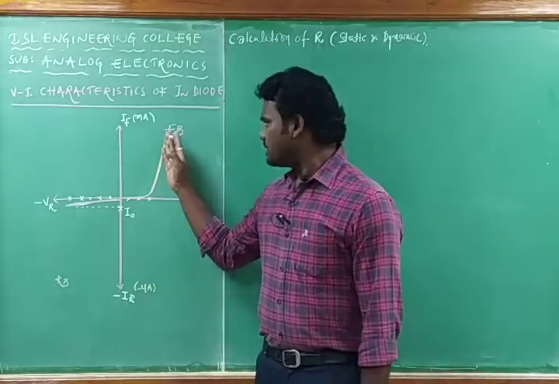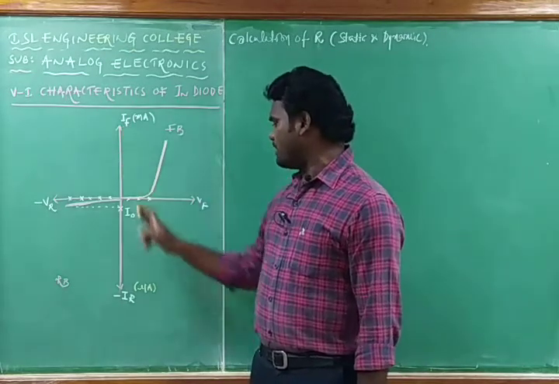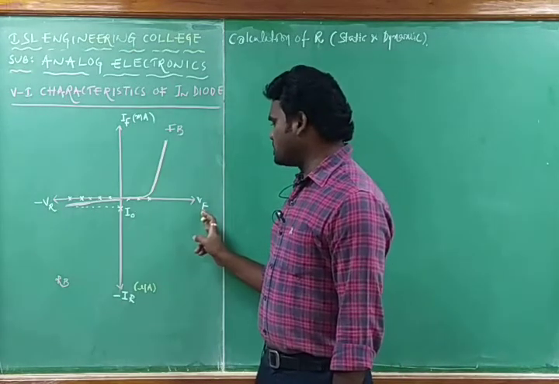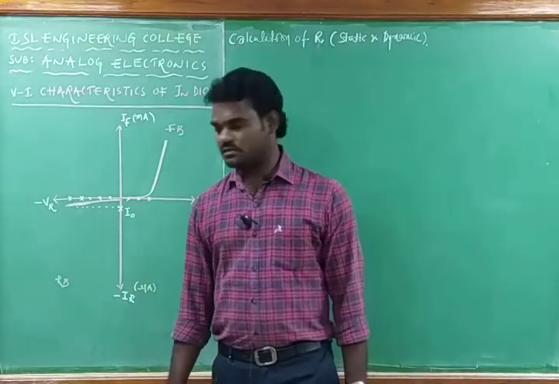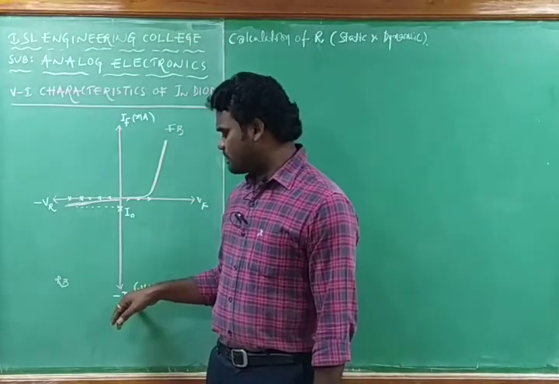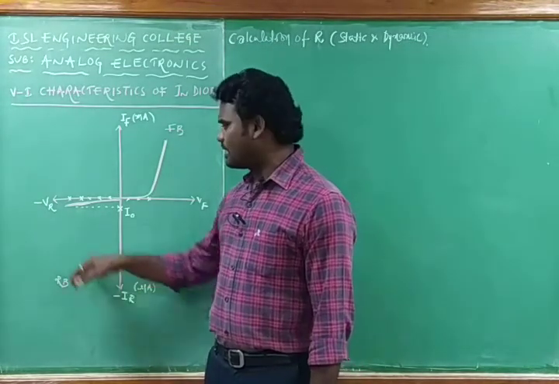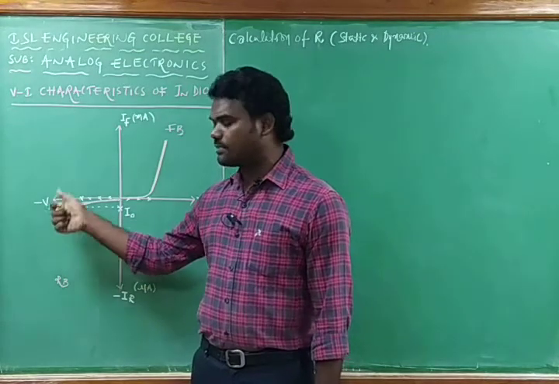The current in forward bias is represented with IF, and the voltage across the PN junction diode is represented as VF. F stands for forward bias. The current through the PN junction diode when it is connected in reverse bias is denoted with IR, and the voltage across it in reverse bias is represented with VR.